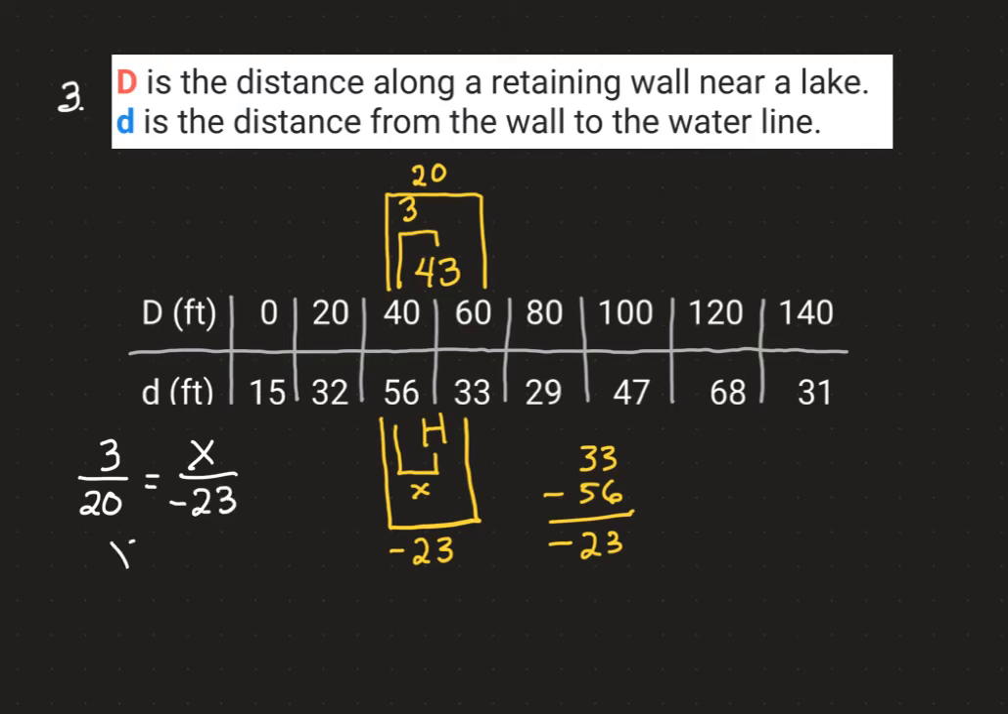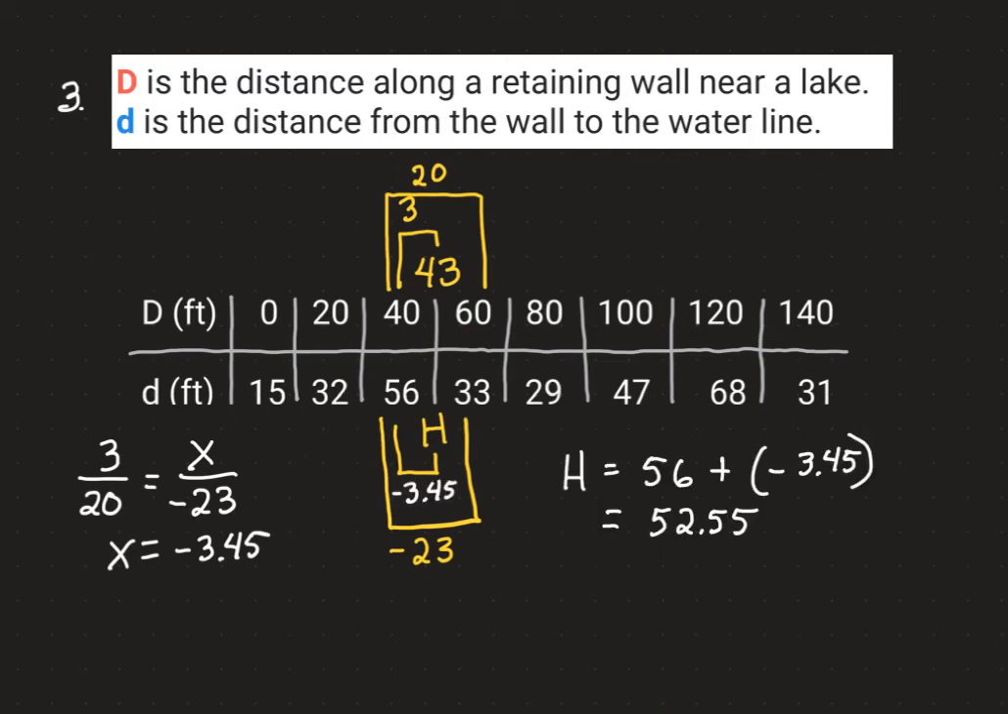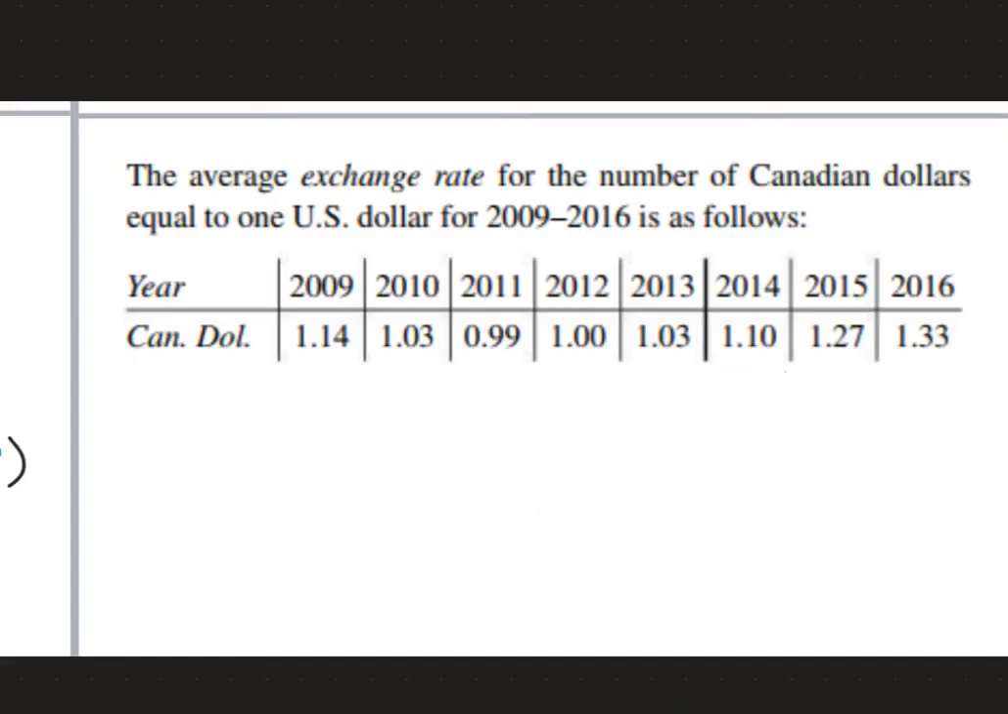If I cross multiply and solve, I get x equals negative 3.45. That is the value for x, so let me write that in. So for our final step, we take 56 and we add negative 3.45 to it to get 52.55 feet. And that is the distance from the wall to the water line when we have moved along the wall 43 feet. Now I am going to give you some data for you to try.